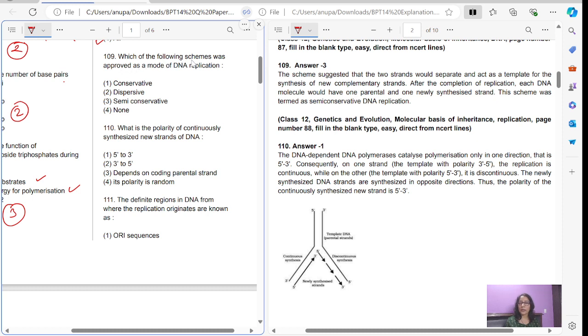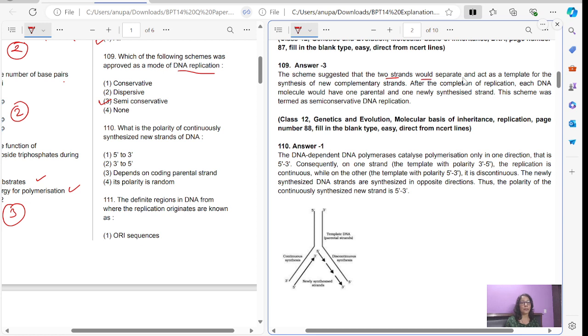It states that which of the following schemes was approved as the mode of DNA replication. It is a very popular question and also a memory based question. The most popular scheme for DNA replication is the semi-conservative method. DNA replicates through the semi-conservative method, which suggests that the two strands would separate and act as a template for the synthesis of new complementary strands. After the completion of replication, each DNA molecule would have one parental and one newly synthesized strand. This scheme was termed as semi-conservative DNA replication.